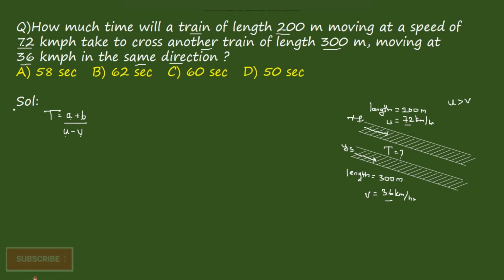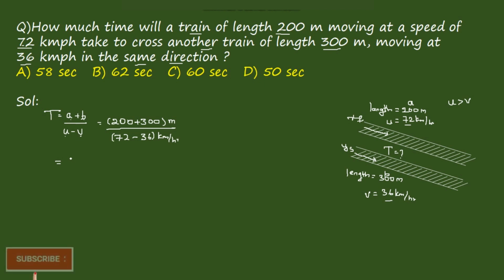Okay, now a is nothing but the length of x, and b is the length of y. Just substitute the values, we get it as (200 plus 300), it is in meters, right, by (72 minus 36), it is in kilometers per hour. We have to find this one.